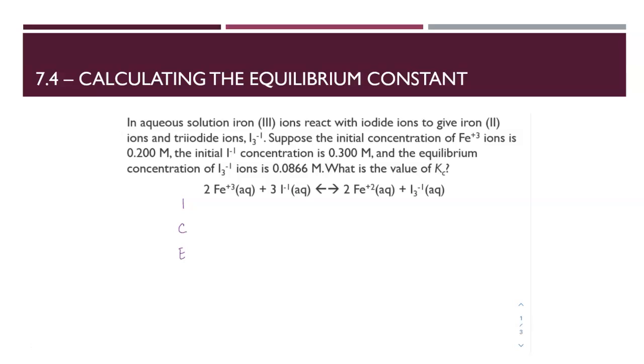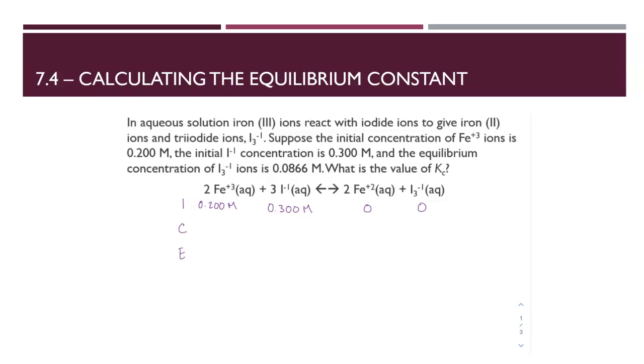So I'm told my initial concentration of my iron 3 ions is 0.200 molar. And the initial concentration of my iodide ions is 0.300 molar. Now, before the reaction, I'm not going to have any product, so those are going to be 0.